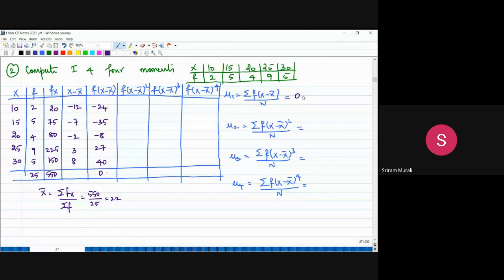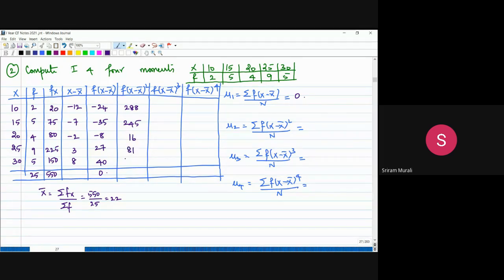What is x minus x bar the whole square? You square this difference, then you multiply. So what is the answer? If I square, 144 into 2, 49 into 5, 4 into 4, 16.